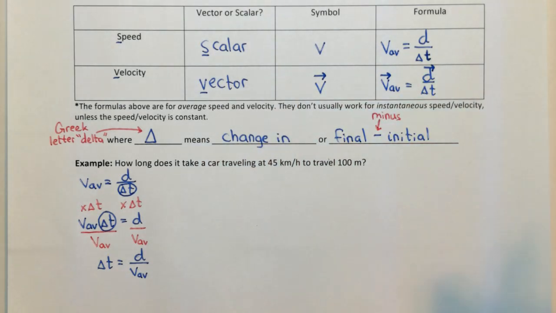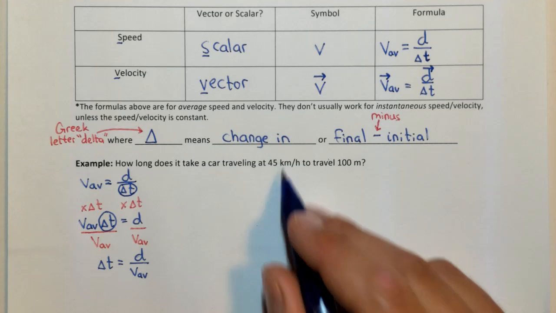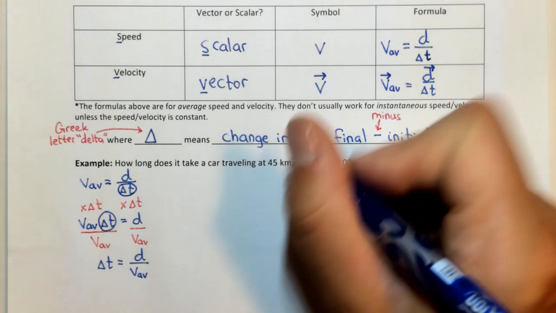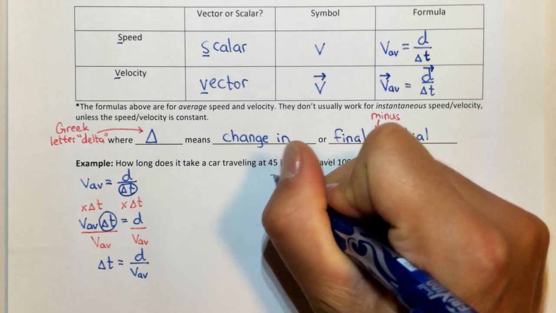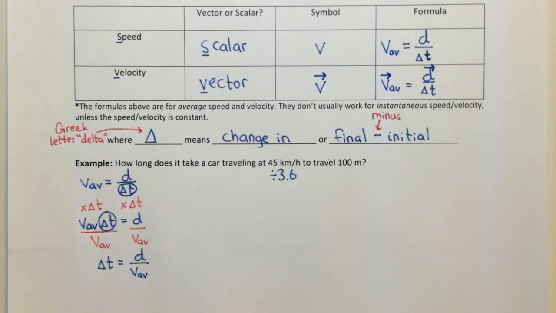So you may recall, we talked about this earlier, the shortcut to go from kilometers per hour to meters per second is to divide by 3.6. And if we do that, we get 12.5.